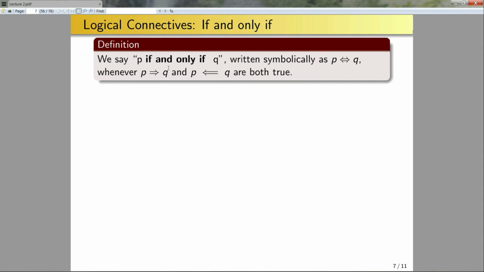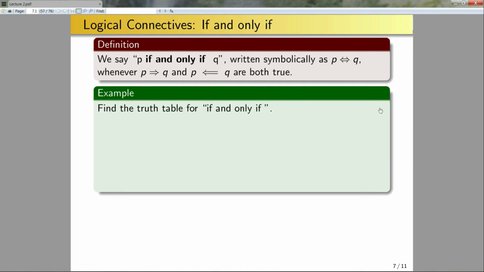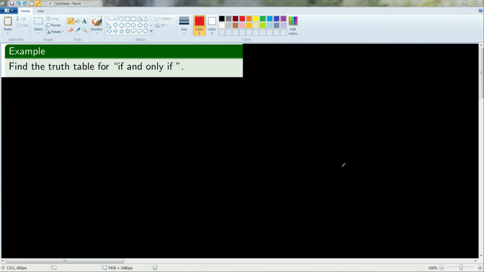We say P if and only if Q, written symbolically as P left right arrow Q, whenever both P implies Q and P is inferred by Q are true. So if I want to find the truth table for if and only if, how would I do this? Well, let's build the truth table by hand before I show you the truth table explicitly. So here I want to build the truth table for if and only if. So I have two component statements to consider, P and Q.